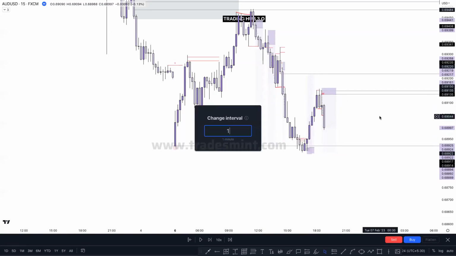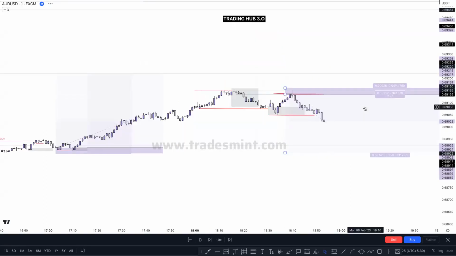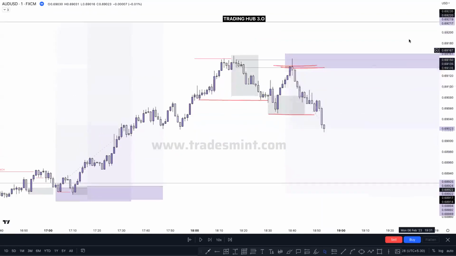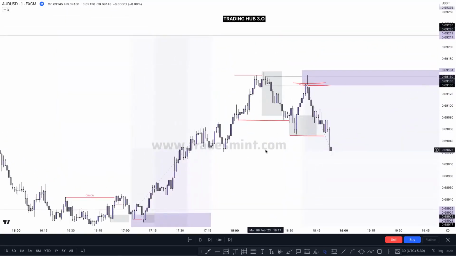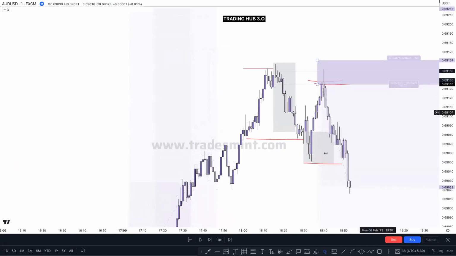So let's switch again to the 1-minute time frame. If there is any 1-minute order block, we are definitely planning to buy here based on single candle mitigation. So the next entry was here for the buy. Let me show you exactly.